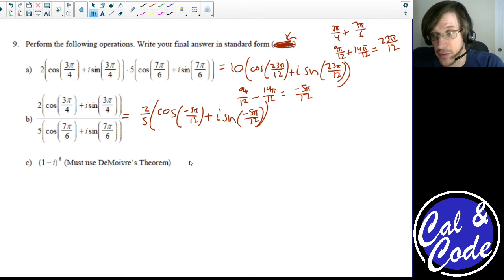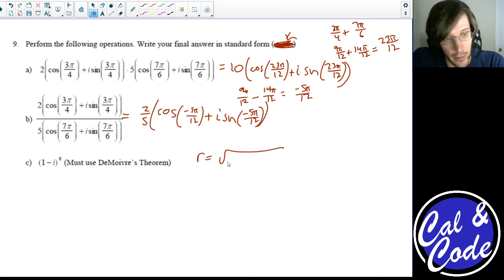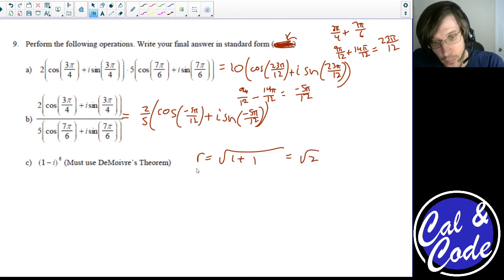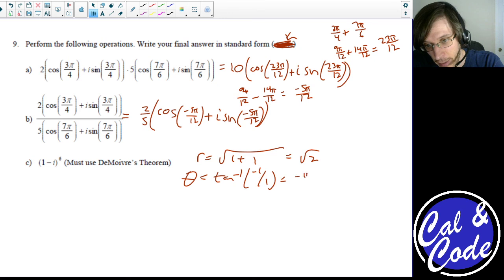So the first thing I need to do is get this thing into polar form. And to do that, we remember r is the square root of a squared plus b squared, so the square root of 2. Our theta is the inverse tangent of b over a, so negative 1 over 1, so negative pi fourths.